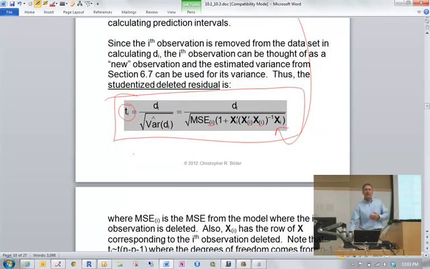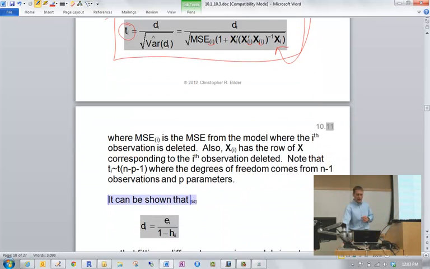So how many different models are we going to need to estimate to calculate t sub i for every observation? N, because we have n observations. That could take a while. So it would be nice if we could come up with some way to do these calculations without actually having to estimate n different models, and fortunately we can.